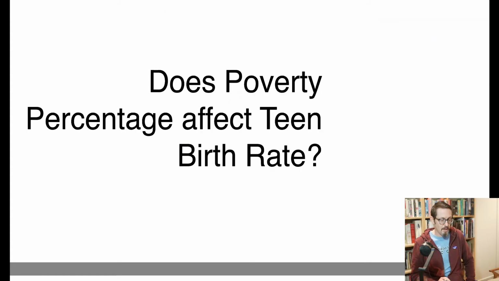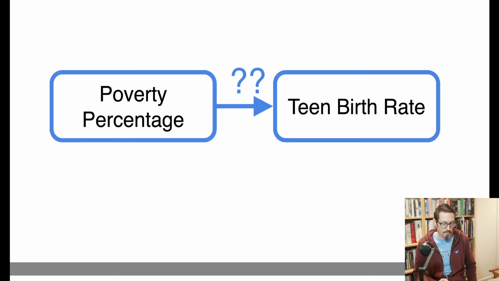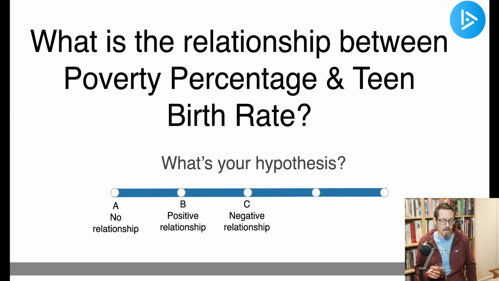Okay? So let's go with an example here. Does poverty percentage affect the teen birth rate? Right? This is our question. Is there some relationship here? Well, we can try to address this question by regressing teen birth rate on the poverty levels. Okay?